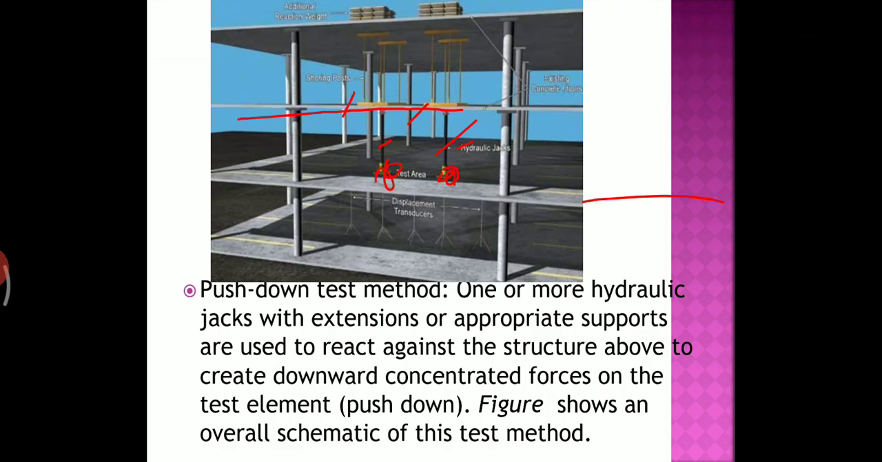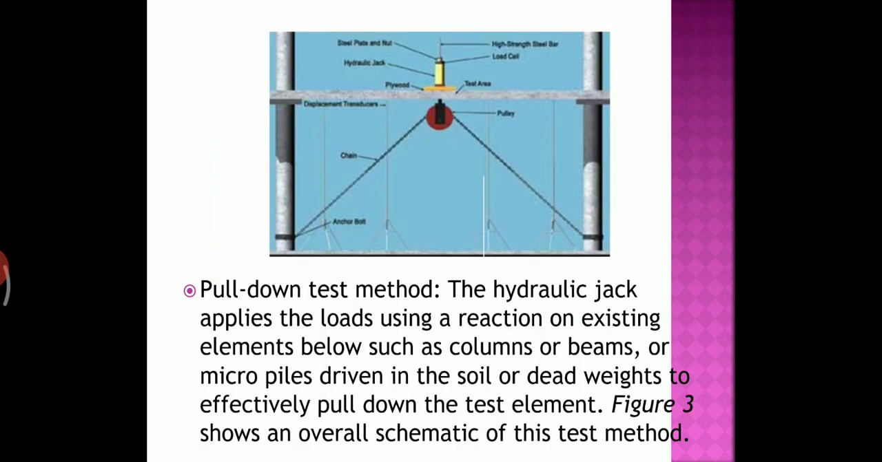Then the next one is the pull down test method. The hydraulic jack applies the loading using reaction on existing elements below, such as columns or beams or micro piles driven into the soil or dead weights, to effectively pull down the test element. Another figure shows a pulley arrangement. The reaction is taken from these two columns. This is the loading platform so that the test can be carried out.